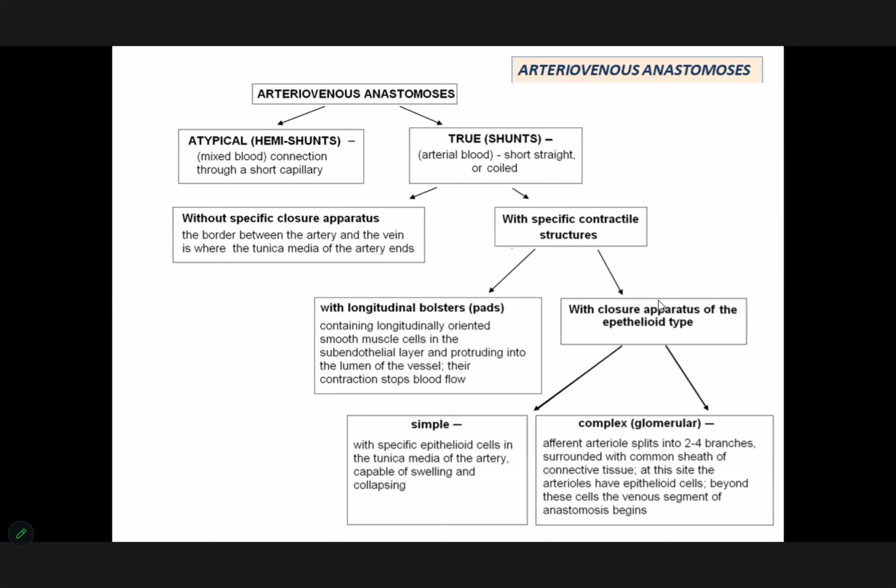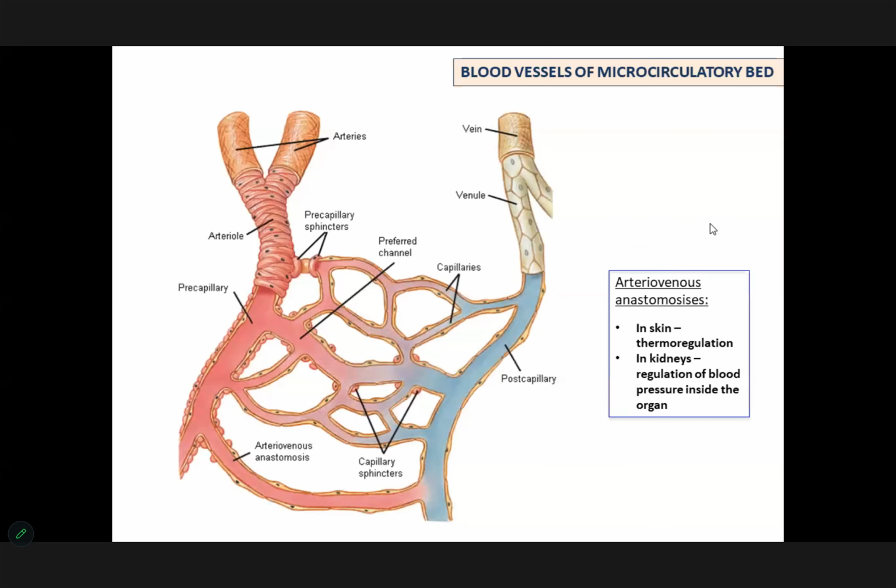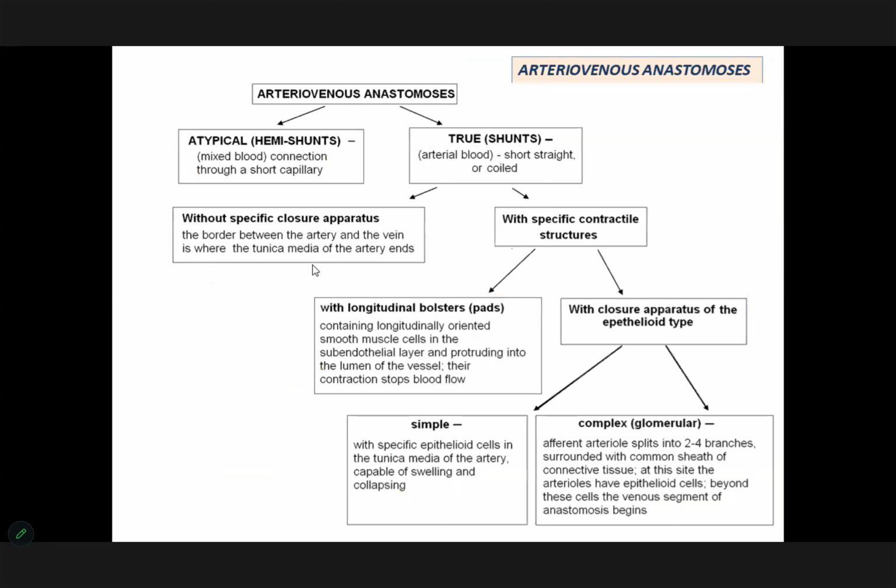And here is the classification of the true anastomosis based upon the histological structure of the closure apparatus, like sphincters. So this closure apparatus may consist of smooth muscle cells or some other type of cells, which are called epithelioid cells. So I think you shouldn't learn all this classification, but you should be able to say something about the types of anastomosis.